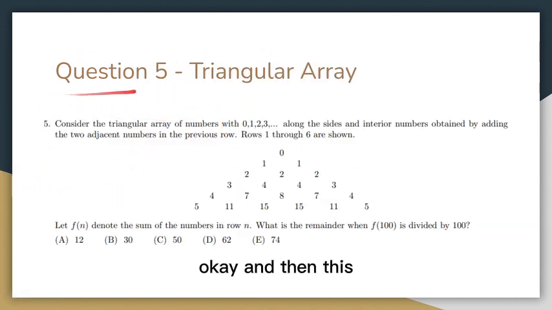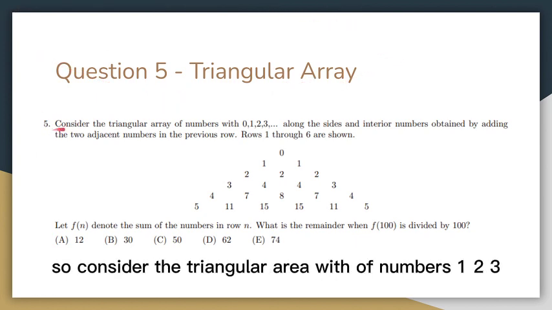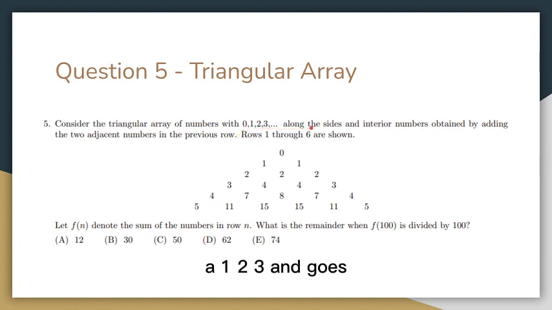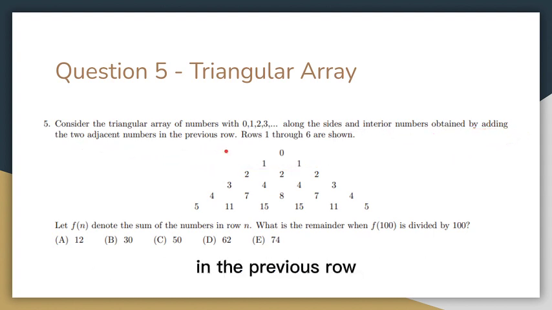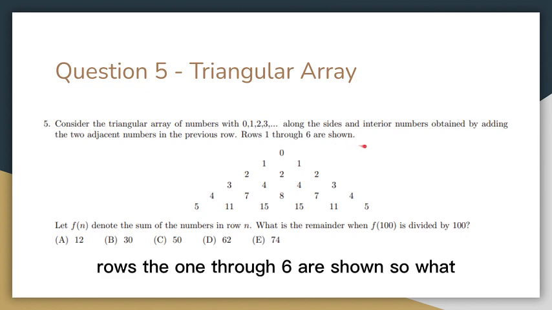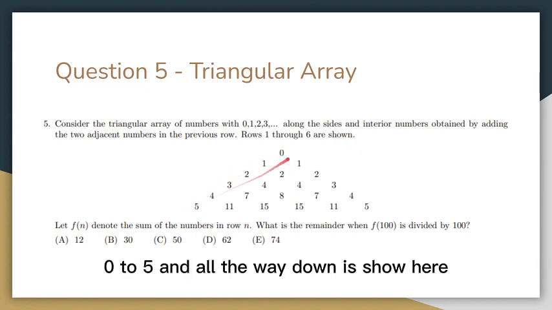Okay, and then question 5, it's like a triangular array problem. So consider the triangular array of numbers 1, 2, 3, 1, 2, 3, and goes on and on. Along the sides and interior numbers obtained by adding the two adjacent numbers in the previous row. Rows 1 through 6 are shown. So what does this mean? So you see rows 0 to 5 and all the way down is shown here.